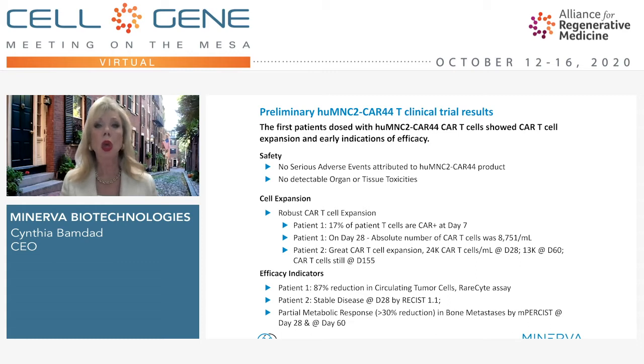And also by PET scan, she had a partial metabolic response. So a greater than 30% reduction in the bone metastases, where most of her metastasis was. And that partial metabolic response persisted through day 60.